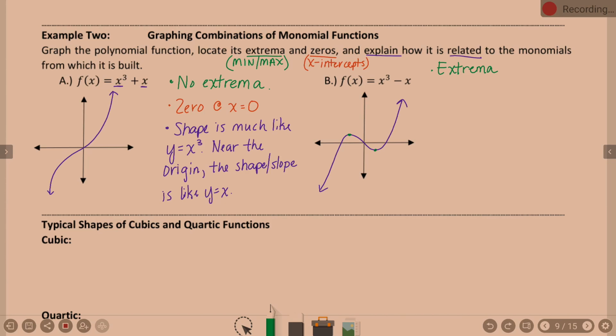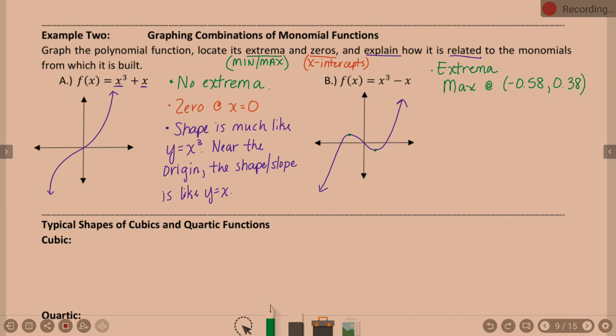Max. So I just have mine at 2 decimal places. There's a maximum at negative 0.58, comma, 0.38. Now, keep in mind, if you're asked where the max is, it's at the x value of negative 58 hundredths. What is the max? The max is that height of 38 hundredths.